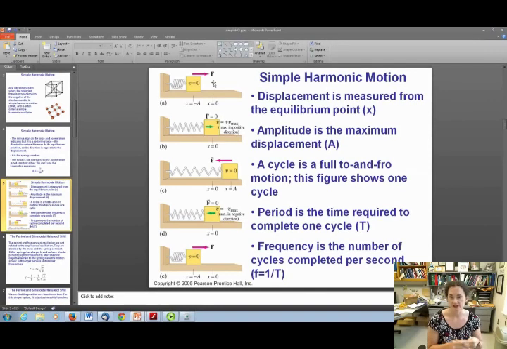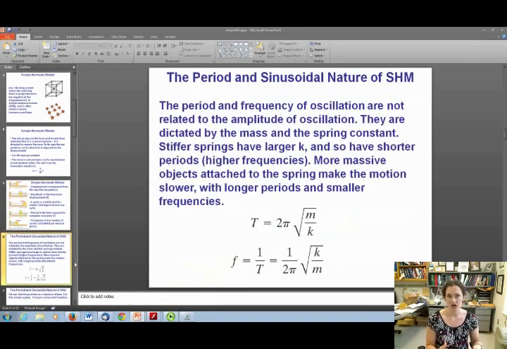We're going to call the period the time required to complete one full cycle of motion, and that will be indicated by a capital T. And then the frequency is the number of oscillations or cycles that are completed per second, and the frequency is equal to 1 over the period. Now, contrary to a lot of students' intuition, the period and the frequency of oscillation are not related to the amplitude of the oscillation.